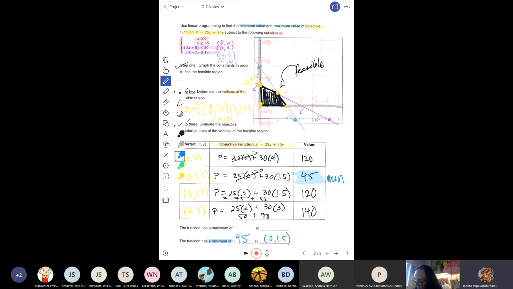Now, the next thing you're being asked is what is the maximum? So if I'm looking at the value of my objective function, my maximum value is going to be 140 at the point 2, 3. Does that make sense how we did that?